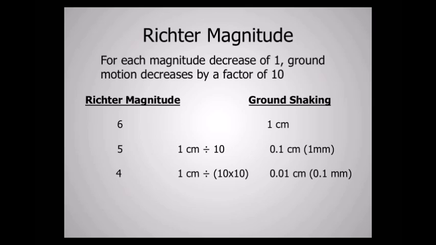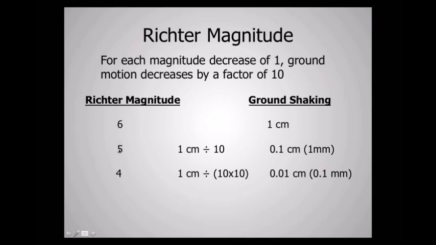So a decrease in magnitude works in the opposite direction. If a magnitude 6 earthquake produces 1 centimeter of ground shaking, then a magnitude 5 earthquake that happens at the same location will produce 10 times less, meaning 1 centimeter divided by 10, a tenth of a centimeter of shaking, just 1 millimeter of shaking.